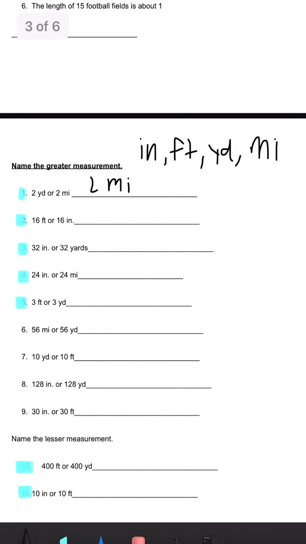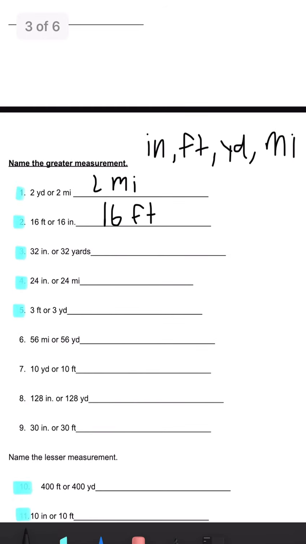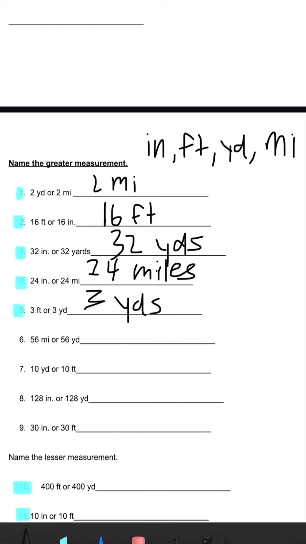Number 2, 16 feet or 16 inches. 16 feet is bigger. Number 3, 32 inches or 32 yards. We know that 32 yards is bigger. 24 inches or 24 miles. 24 miles is bigger. Number 5, 3 feet or 3 yards. Yards is bigger. So this is pretty self-explanatory. Just follow this key up here and you will be good to go.